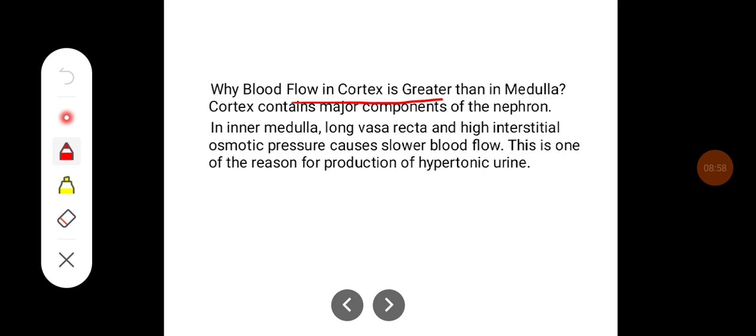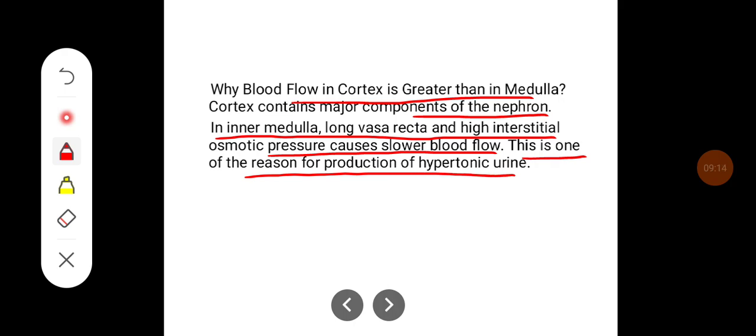Why is blood flow in the cortex greater than medulla? The cortex contains major components of the nephron. In the inner medulla, the long vasa recta and high interstitial osmotic pressure cause slower blood flow. This is one of the reasons for the production of hypertonic urine.